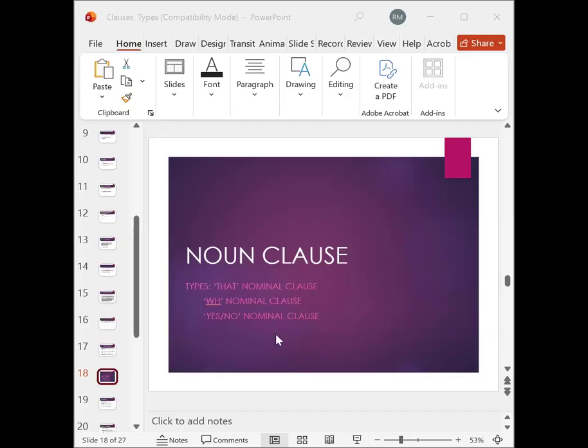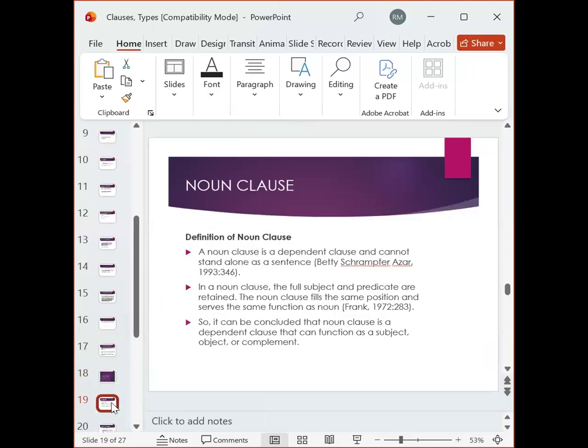All right. So the last type of the dependent clause that we are looking at today is the noun clause. Now, under noun clause, we have three types. We have two major types of clauses: dependent and independent clause. Under dependent clauses, we have three types: adverb clause, adjective clause, nominal clause. And then under nominal clause, we have three types. We have the that nominal clause, the WH nominal clause, and the yes or no nominal clause. Now we'll go into each one of them, and then you see how they are structured.